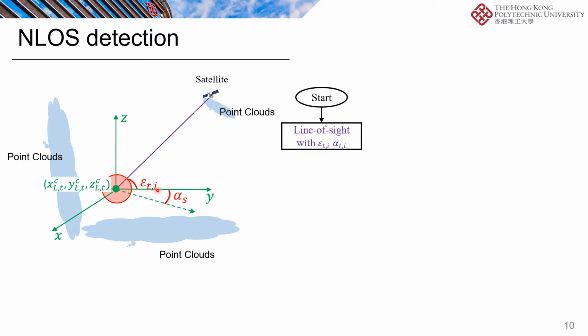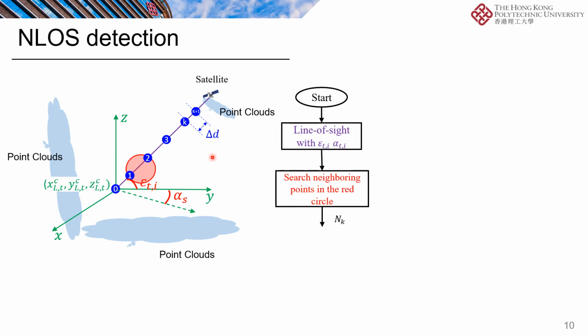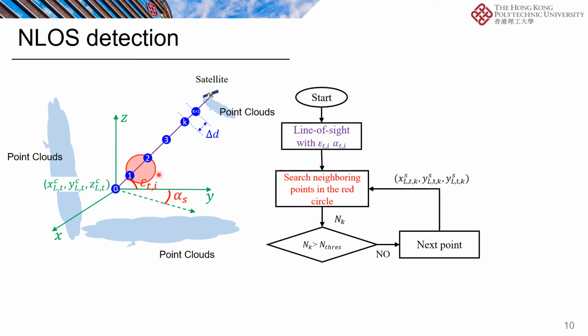First, based on the azimuth and the elevation angle, we can draw a line of sight from the receiver to the satellite. Then we distribute several searching points, with a spacing of 30, which is experimentally determined, and try to find if some point cloud is located inside the circle. If not, go to the next point.